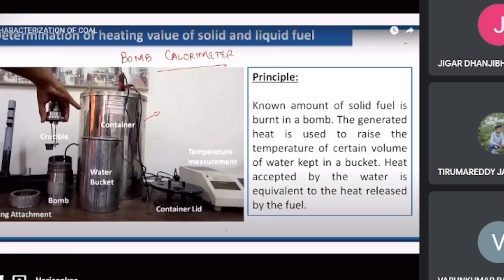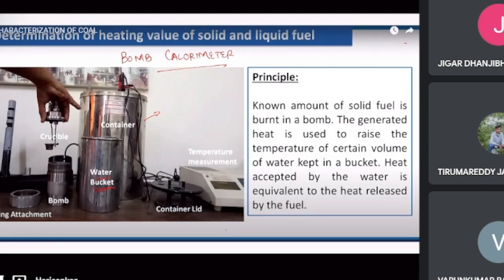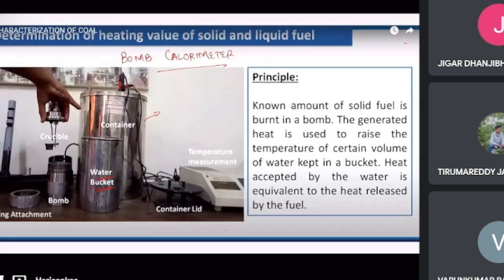So how this basically works is that you have this container. I'll just draw you the top view. You have a container like this, and inside you will keep this vessel, a water bucket basically. So this is the container, and this is the water bucket. And inside the water bucket, you will keep the bomb. This is the bomb.